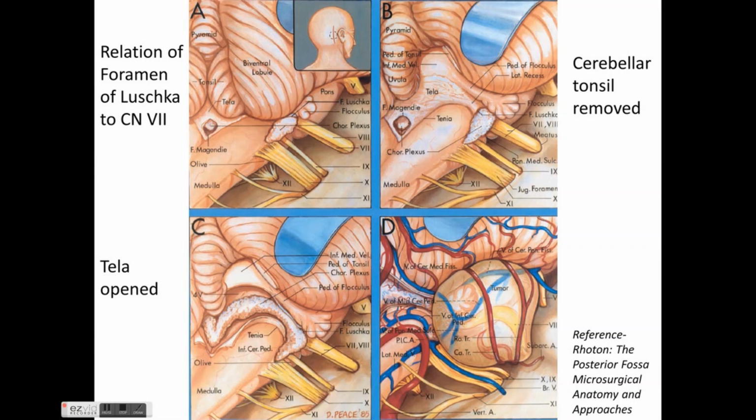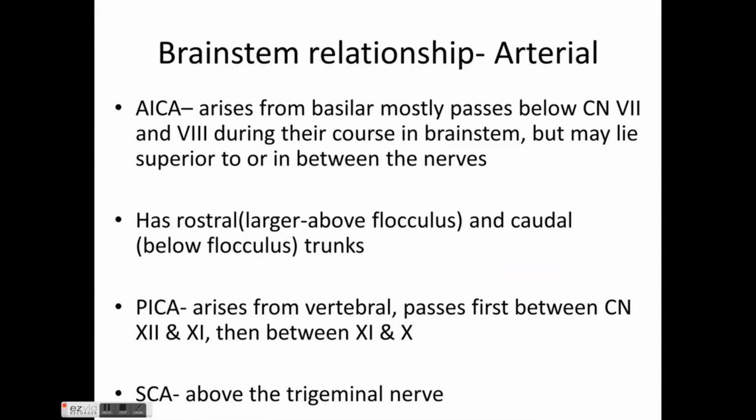Now coming to brainstem relationships, which are arterial, the AICA arises from the basilar, mostly passes below the cranial nerve 7th and 8th during their course in the brainstem, but may lie superior to or in between the nerves. It has a rostral branch and a caudal trunk. The larger one is the rostral trunk, which is above the flocculus, and the caudal one is below the flocculus.